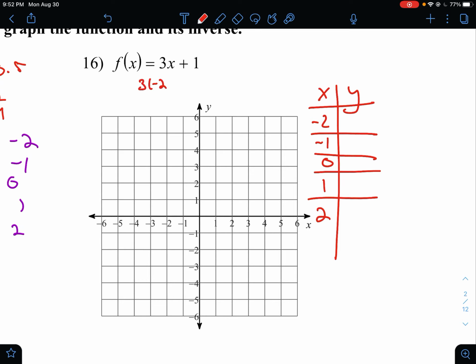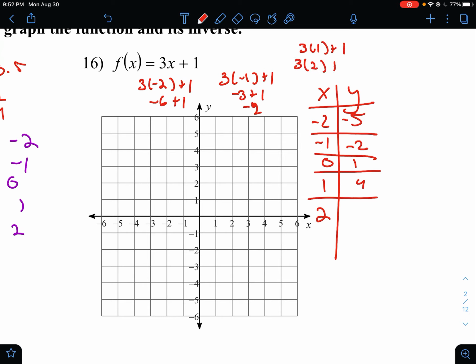So I'm going to do 3 times negative 2 plus 1. So we have negative 6 plus 1, which is going to give us negative 5. For negative 1, we have 3 times negative 1 plus 1, which gives us negative 3 plus 1, which is going to give us negative 2. We plug in 0, we should get 1. We plug in 1, we should get 4, because it's going to be 3 times 1 plus 1. We plug in 2, we should get 7. Sorry, because it's 6 plus 1. I did 3 plus 2. It's getting late, guys.